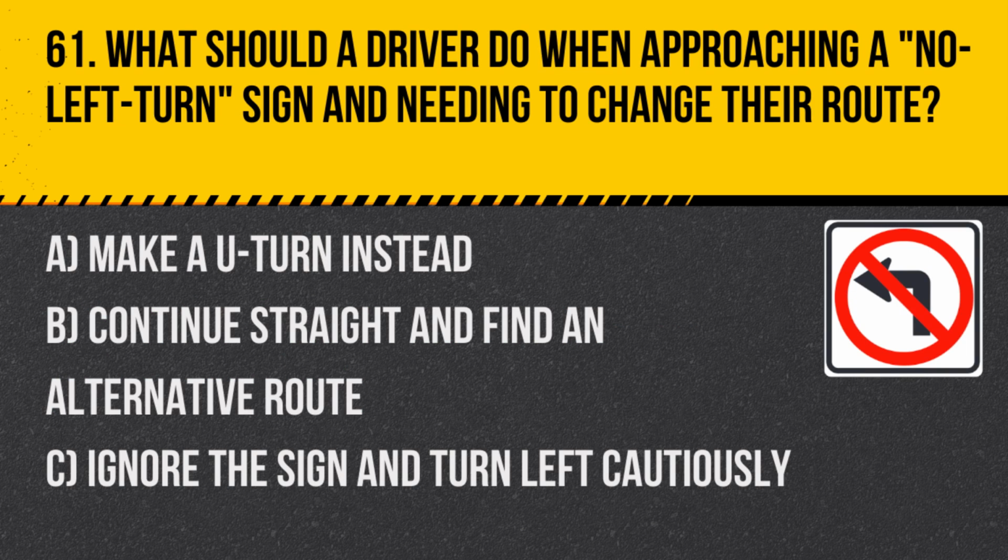Question 61. What should a driver do when approaching a no left turn sign and needing to change their route? A. Make a U-turn instead. B. Continue straight and find an alternative route. C. Ignore the sign and turn left cautiously. Answer: B. Continue straight and find an alternative route. Ignoring traffic signs can lead to accidents and fines.